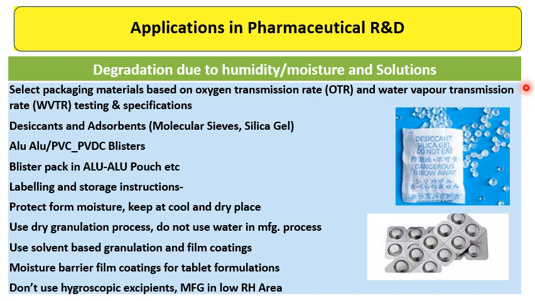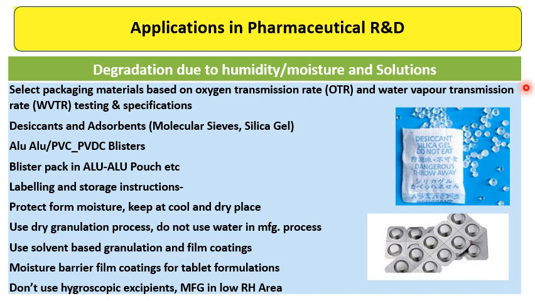Then alu blister or PVC PVDC blisters can be used. PVC PVDC acrylic blisters are also there. Then these blisters can be kept into the alu pouch to have an additional barrier. Also, sometimes moisture barrier film coatings can be provided to the tablet formulations. Also, solvent based granulation or dry granulation can be used so that the use of water can be avoided.